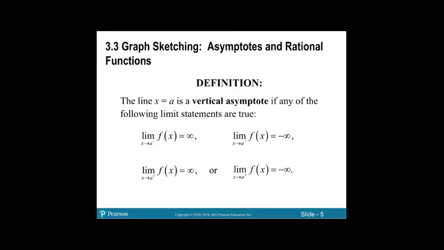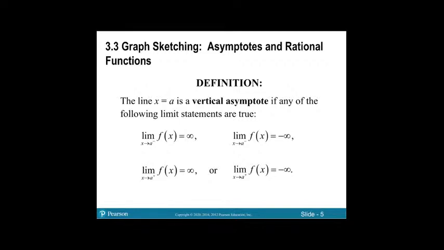So the line x equals a is going to be a vertical asymptote if and only if one of the following statements is true. As x approaches a coming from the left, the limit of the function is positive infinity. The limit as x approaches a from the left goes to negative infinity. The limit as x approaches a from the right goes to positive infinity. Or the limit as x approaches a from the right goes to negative infinity, right? So these are like where you have the dashed lines. As you get closer and closer to this x value, the y value goes off to either plus or minus infinity, as we approach an x value coming from the left or the right side of that value.